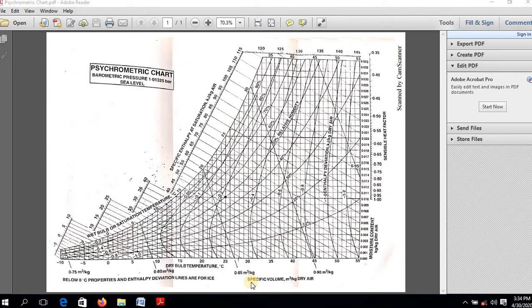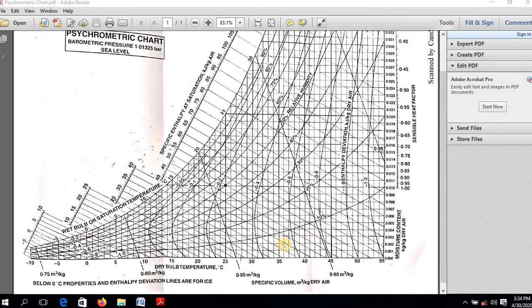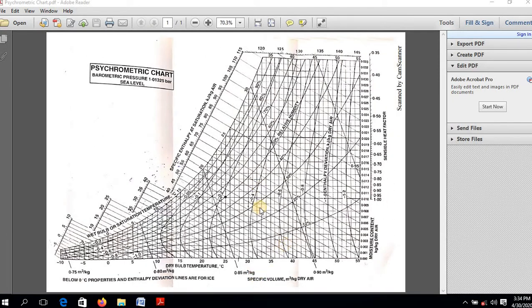Now coming to the next point, the line indication. These small vertical lines are nothing but the dry bulb temperature lines. They give us the value of dry bulb temperature. The inclined lines are nothing but the lines of wet bulb temperature. On the same line we can also find the value of specific enthalpy, but the scale is different.